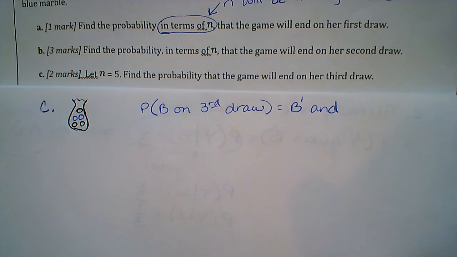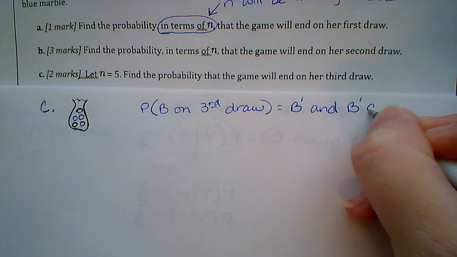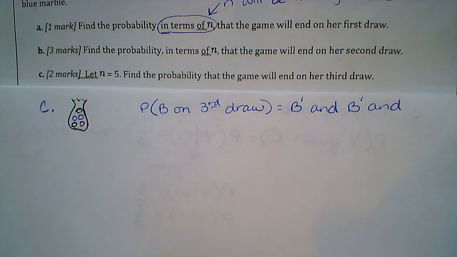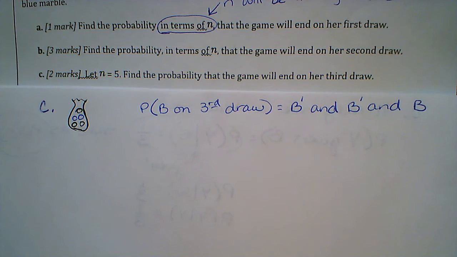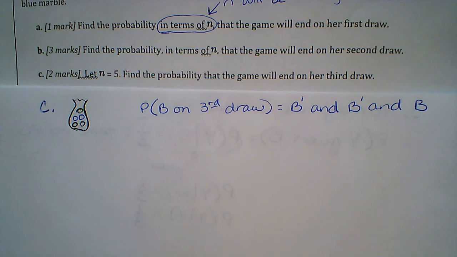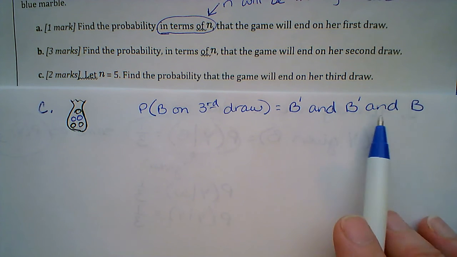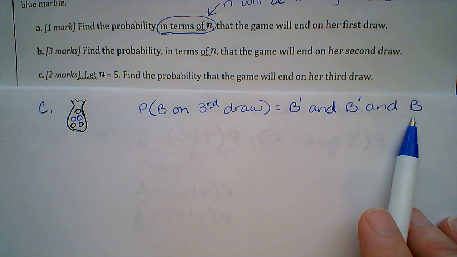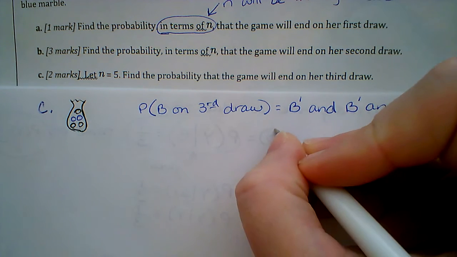And what has to happen on the 2nd draw? Remember, it ends if she pulls a blue, so if we want 3 throws, that 2nd draw also has to be not blue. And if we want to win on the 3rd draw, we can draw a blue. So if I want to draw blue on the 3rd, this means not blue, not blue, and finally a blue. Okay, well, let's think about this. And actually, I might draw a tree diagram in a little bit, but we really don't need it.